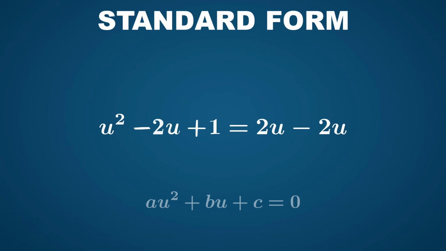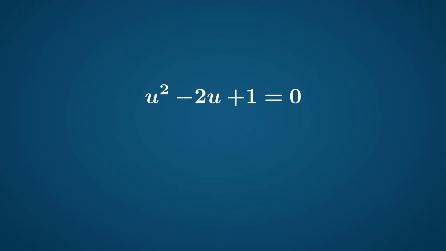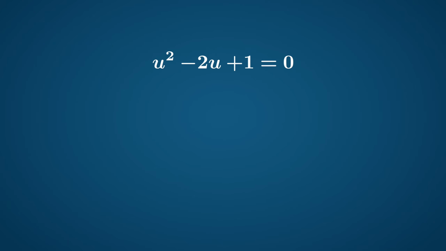We insert the negative 2u between the u squared and the positive 1 to arrange the terms in strictly descending order of their exponents. This rearrangement gives u squared minus 2u plus 1. The right side is 2u minus 2u, which evaluates to exactly 0. The final quadratic equation in standard form is u squared minus 2u plus 1 equals 0.